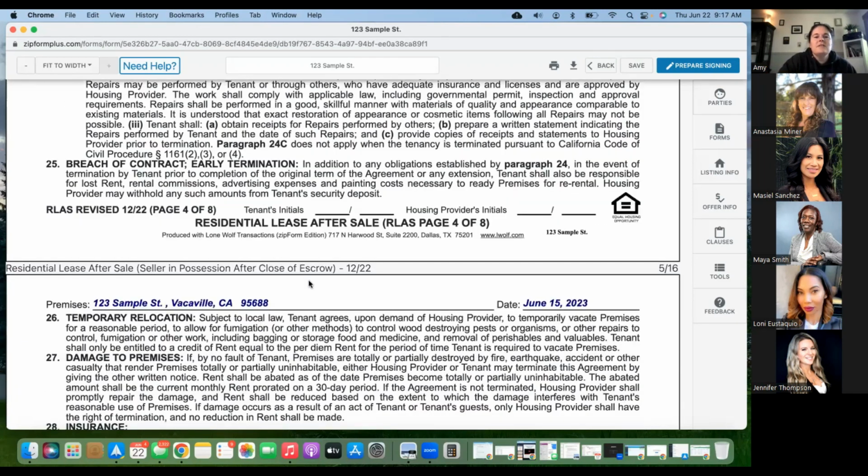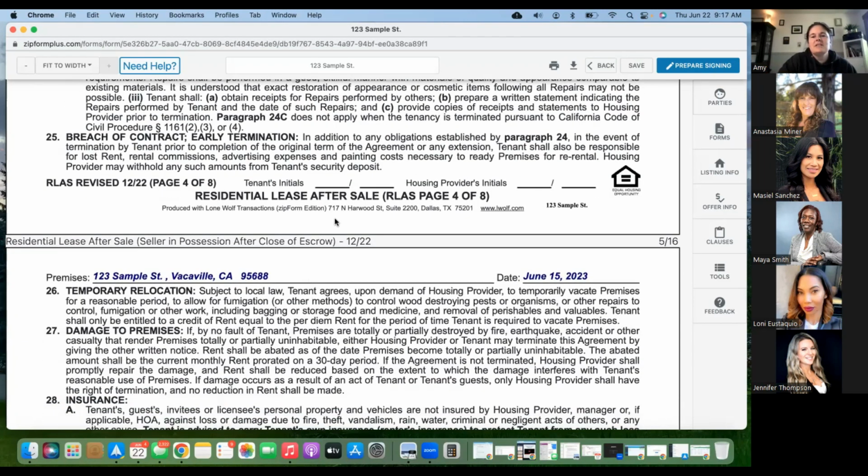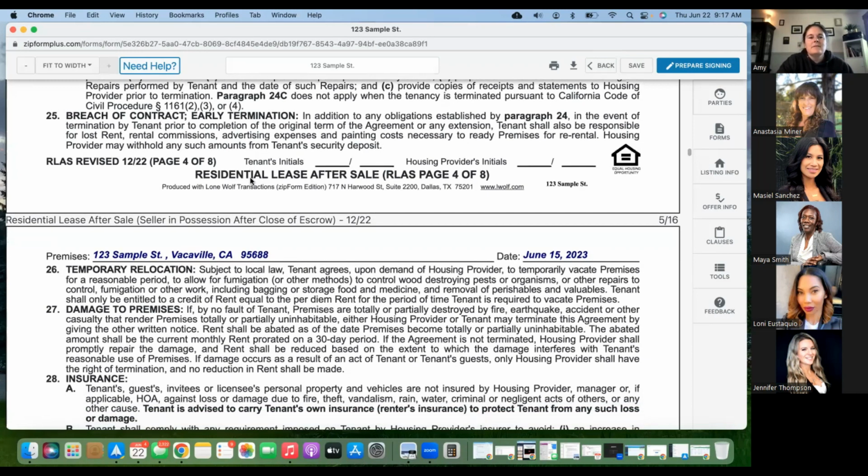Breach of contract, early termination. In addition to any obligations established in paragraph 24, in the event of termination by the tenant prior to completion of the original term of the agreement or any extension, tenant shall also be responsible for lost rent, rental commissions, advertising expenses, and painting costs necessary to ready the premise for re-rental. The housing provider may withhold such amounts from tenant's security deposit. Okay, so right here, if they are in breach and they have early termination, we're actually stating in here that they could be responsible for the lost rent, so the rent for the entire time period.